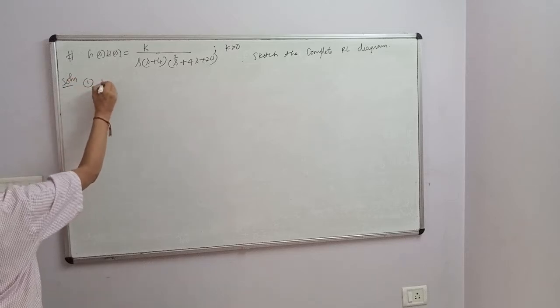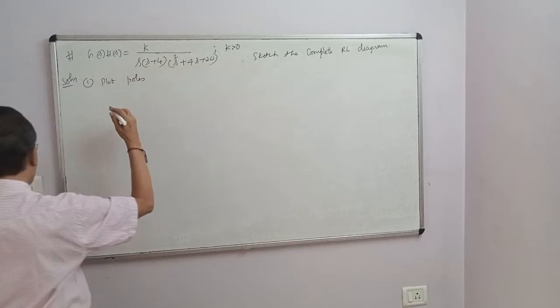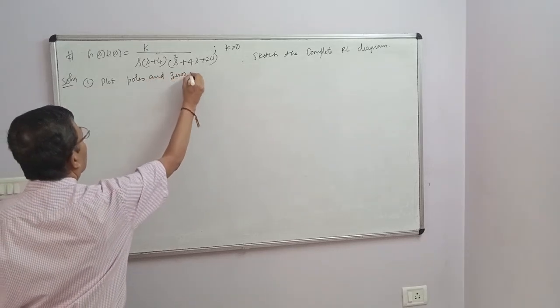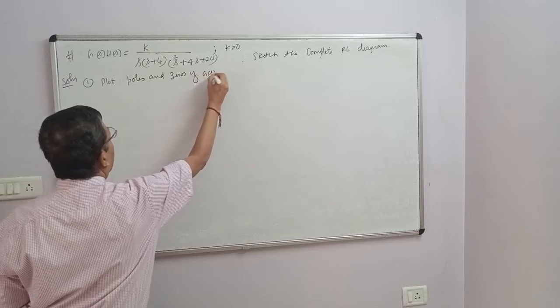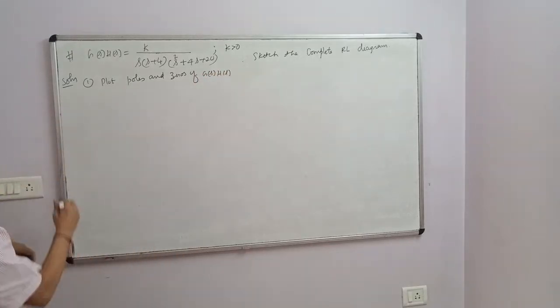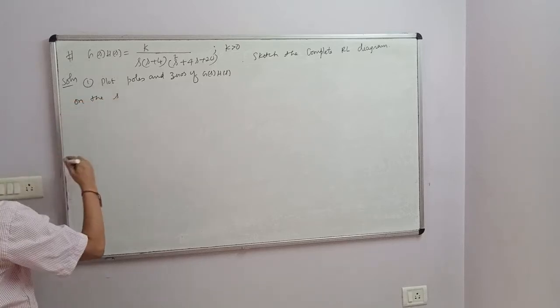Step number 1, plot poles and zeros of G(s)H(s) on the s plane.